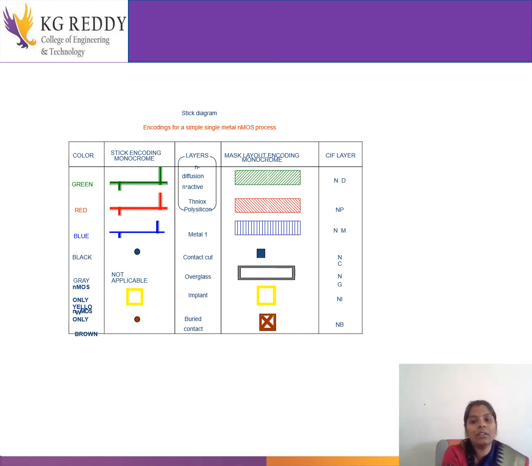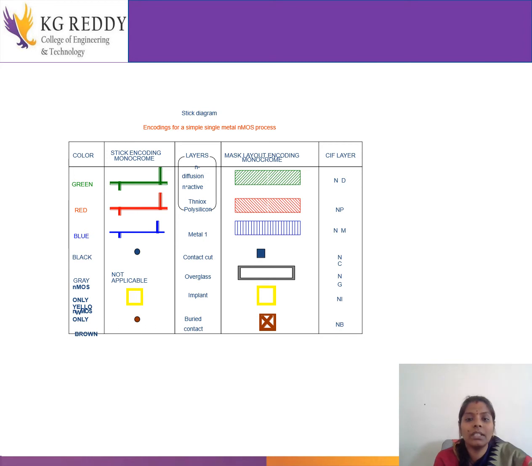So next, before going to the stick diagram, we should know what a stick diagram is. The VLSI design aims to translate circuit concepts onto the silicon. So generally, VLSI design takes a complete circuit onto the silicon substrate.